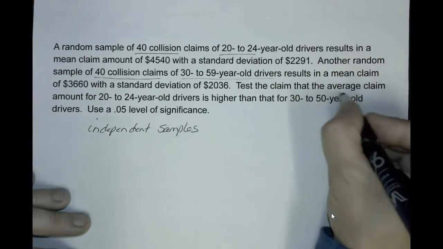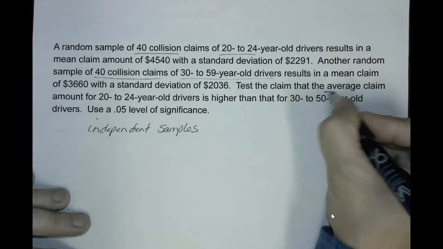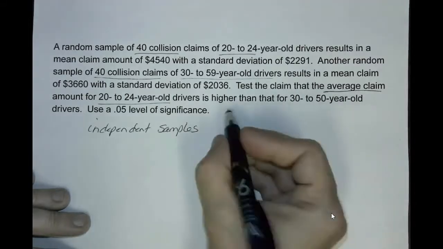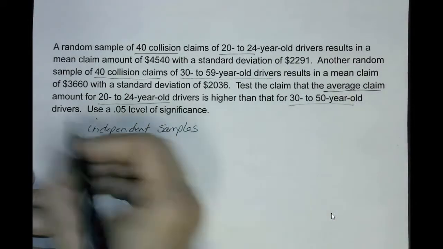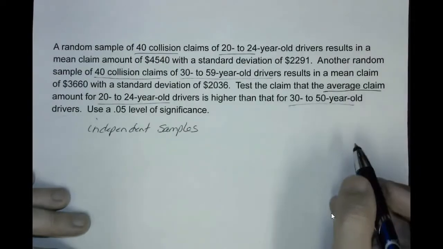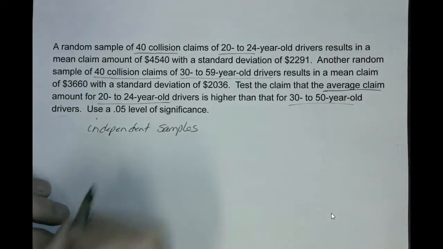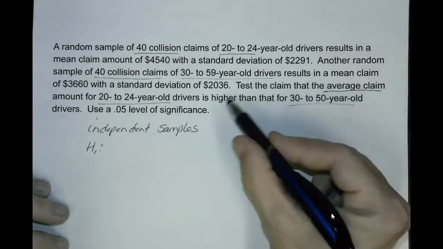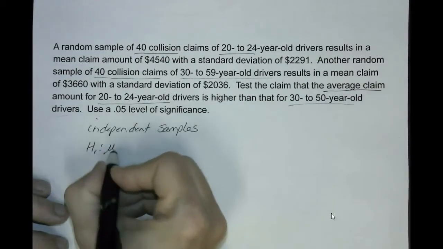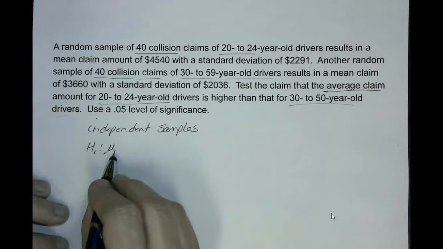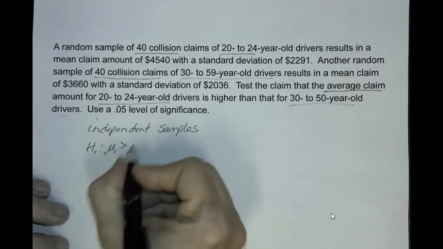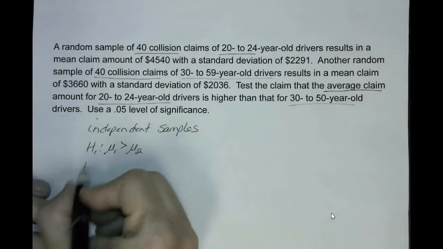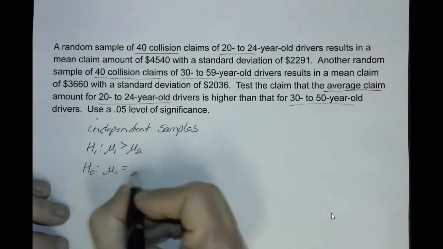Okay, and then also on this one you can kind of look at what the claim says. It says the average claim for 20 to 24-year-old drivers is higher than that for 30 to 50-year-old drivers. So one average is higher than another. That means you're talking about two different means. So your alternative hypothesis, if you're taking the 20 to 24-year-olds as your first population, the mean for them would be the mu1. You're testing whether that's higher than the mean for the 30 to 50-year-old drivers. So this would be your alternative hypothesis. Your null hypothesis would just be where these two are equal.